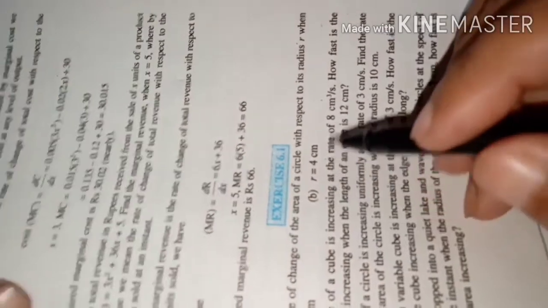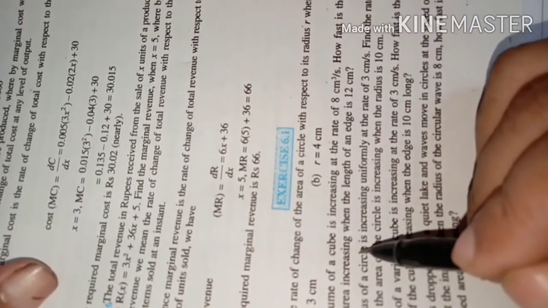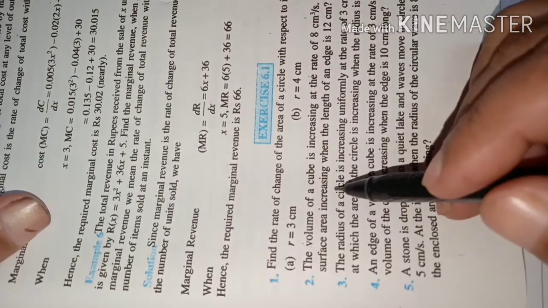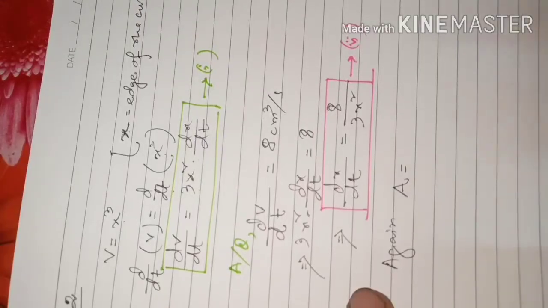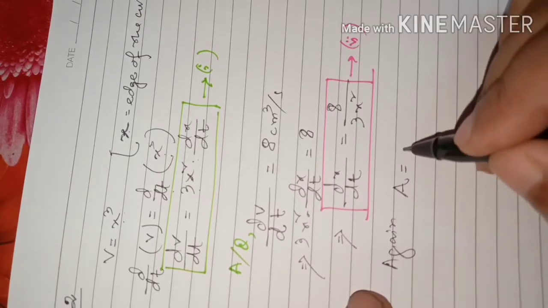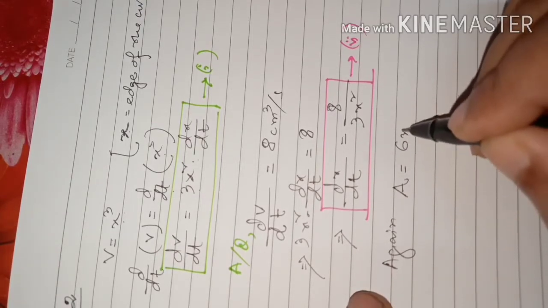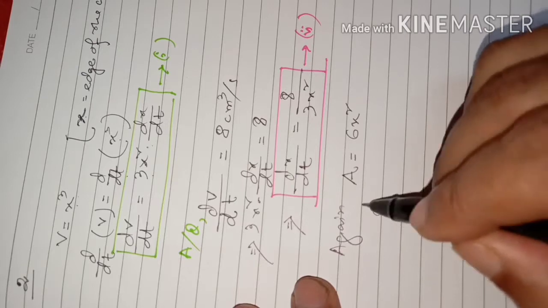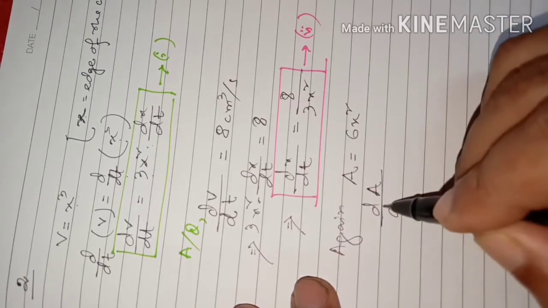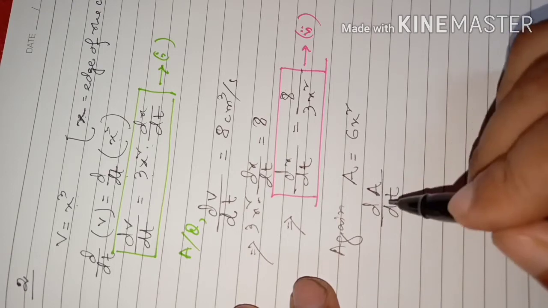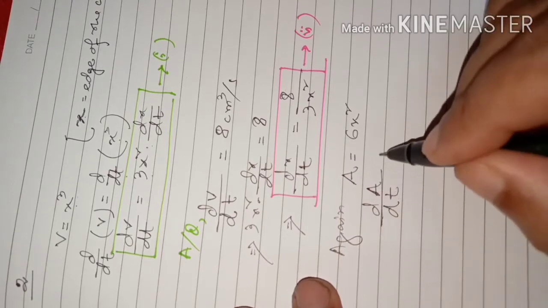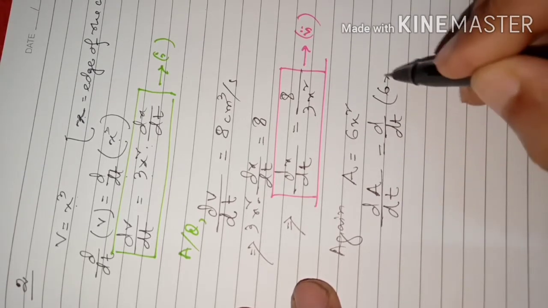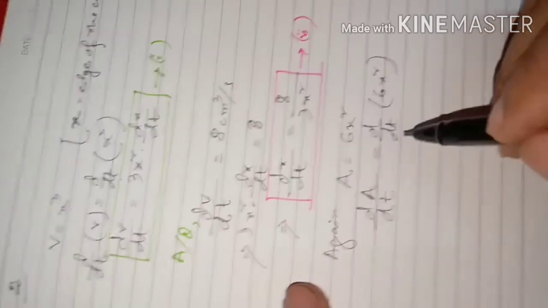What is said here? How fast is the surface area increasing? Surface area of a cube is what? 6 times side square, 6 into x square. Suppose A is the surface area, then the surface area of the cube is 6x square. So now we need to find out the rate of change of surface area with respect to time. That will be equal to d/dt of 6x square. We are finding its derivative. So then it will be what?